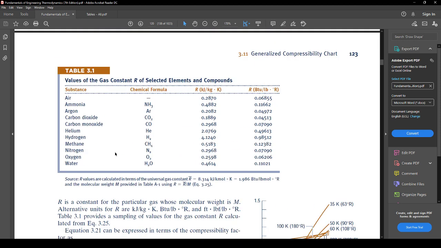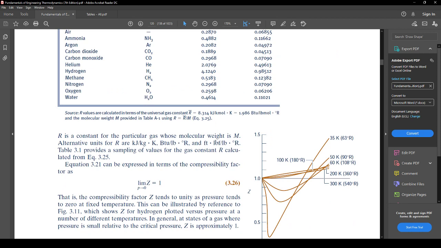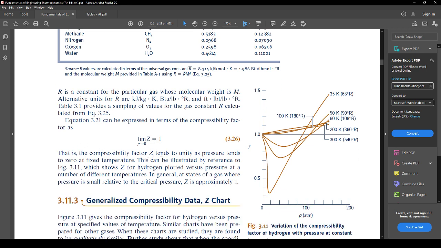And it says R is a constant for the particular gas whose molecular weight is M. Alternative units are kilojoules per kilogram Kelvin, BTUs per pound Rankine, and foot pound force per pound Rankine. Calculated from equation 3.25. Equation 3.21 can be expressed in terms of the compressibility factor as p tends to 0, or the limit of Z as p tends to 0 is 1. That is, the compressibility factor tends to unity as pressure tends to 0 at a fixed temperature.